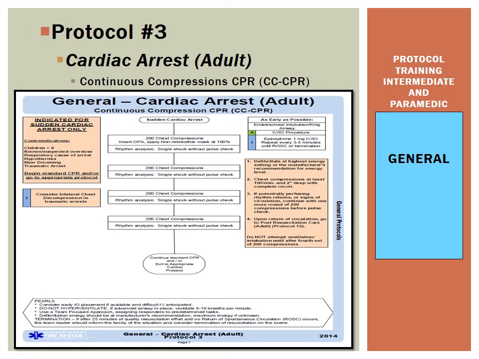All right, Protocol 3 is our cardiac arrest adult protocol, and there's something new in this protocol, continuous compression CPR, CC-CPR. This protocol starts off with a patient in sudden cardiac arrest. We're going to immediately go to 200 chest compressions, which is 2 minutes of CPR, or 100 compressions a minute. We'll insert an OPA, and we're going to apply a non-rebreather mask at 100% oxygen. Rhythm analysis and a single shock without pulse check, and then continue on with 200 chest compressions, rhythm analysis again. Now at the top right-hand corner, there's a box that says as early as possible, and we're going to discuss that in the next slides.